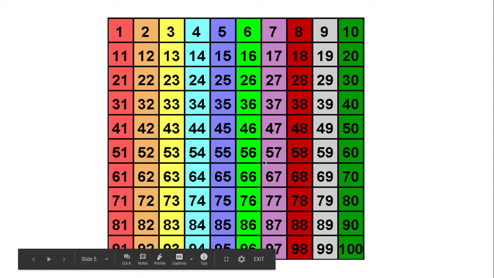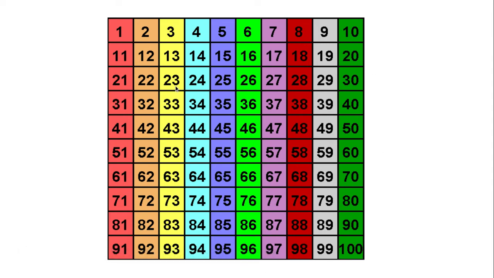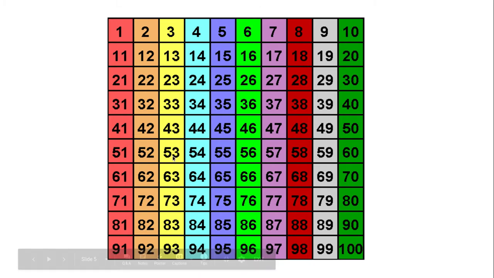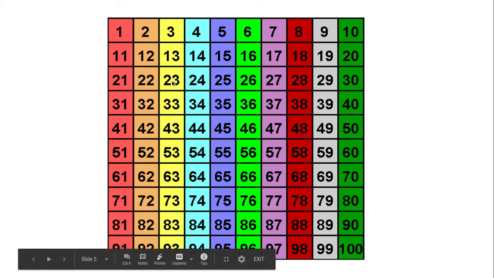So if I started with, for instance, 23, I know that if I keep going down, I'm going to have 10 more: 23, 33, 43, 53. But if I go up, I'm going to have 10 less: 13, 3. Notice that the ones over here never change. The only thing that changes is the tens. I'm going to say it again. Notice that the ones does not change, but the tens does.